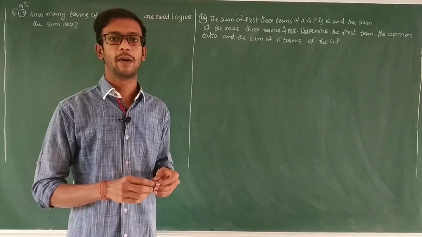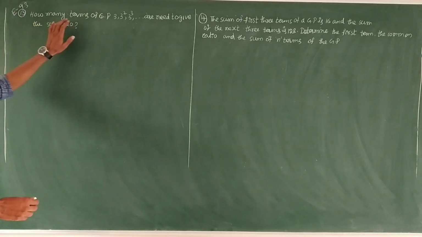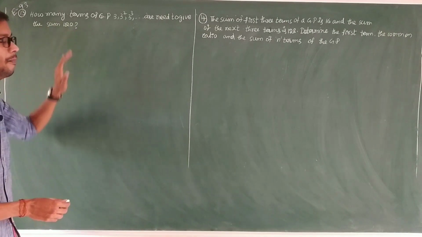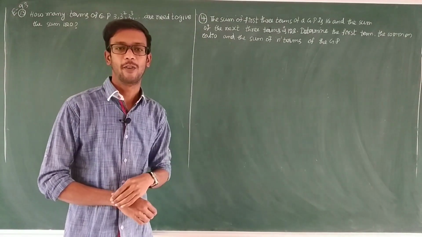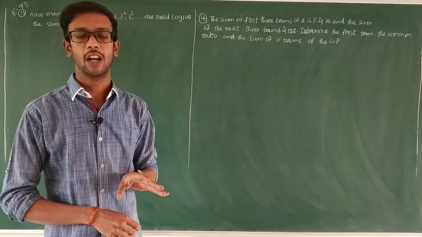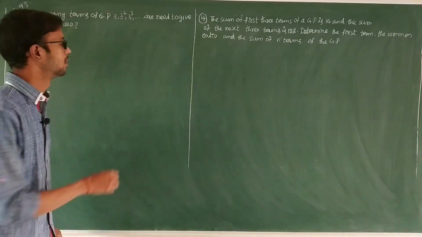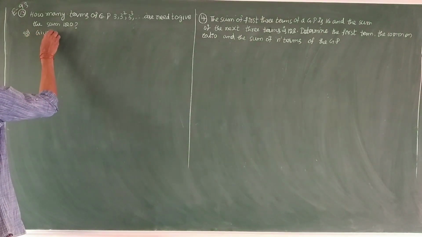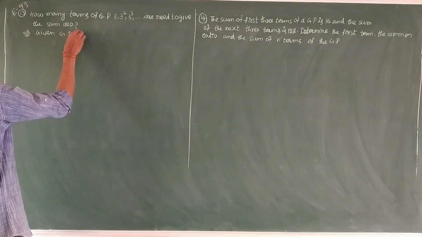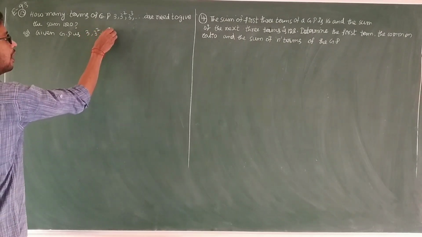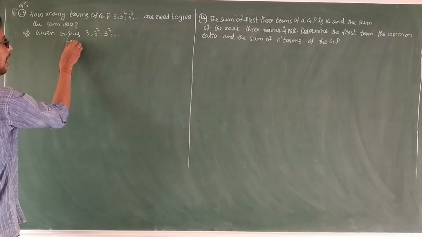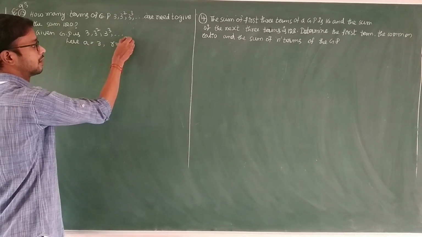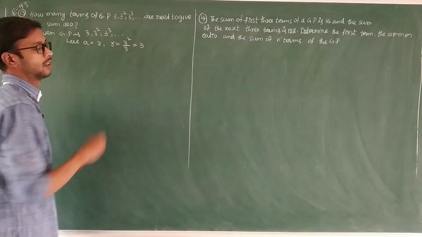Next, problem number 13. How many terms of GP 3, 3 square, 3 cube, and so on are needed to give the sum 120? Sum of n terms they have given as 120. You have to find the n value here. So first of all, I write the given GP: 3, 3 square, 3 cube and so on. Here first term is 3. Common ratio is 3 square by 3, that is also 3.